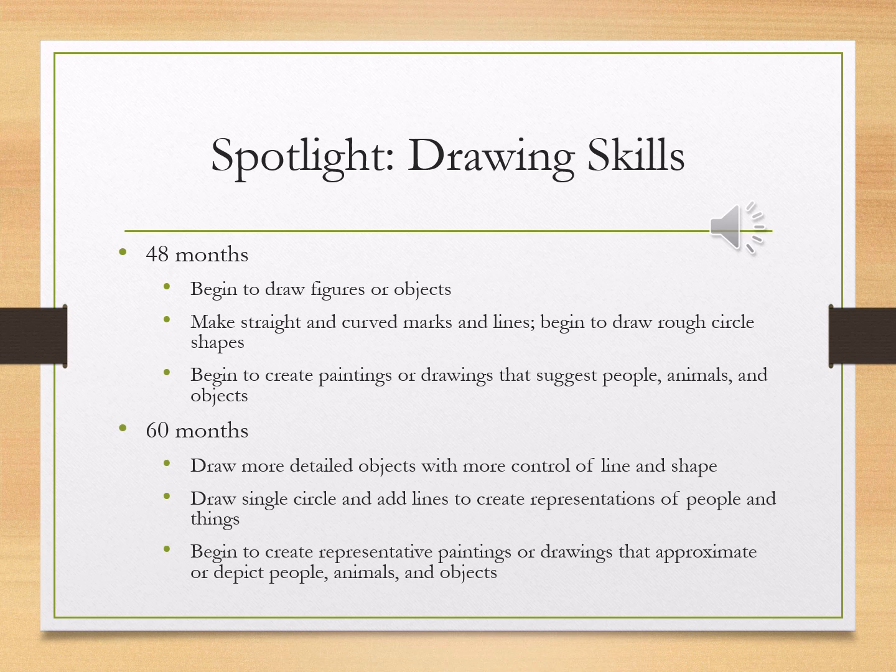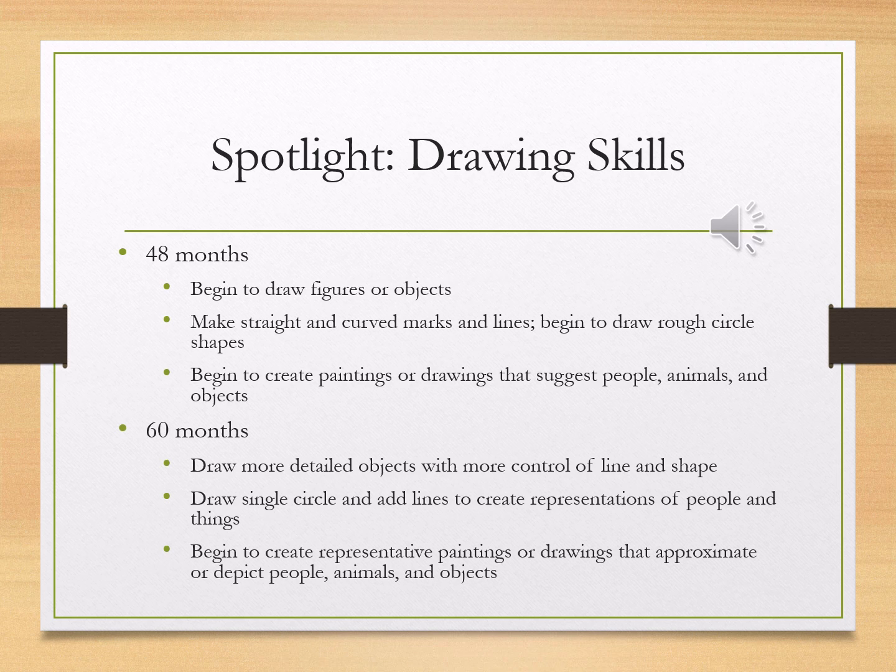So again, we're just focusing on 4 and 5-year-olds for the developmental milestones from the preschool learning foundations on this slide. So you can see at 4, children should be able to draw figures or objects. So again, that representational piece. They should be able to use straight and curved marks and lines, drawing circle shapes, creating paintings or drawings that suggest people, animals, and objects. When they get to age 5, they have more control of these kinds of things.